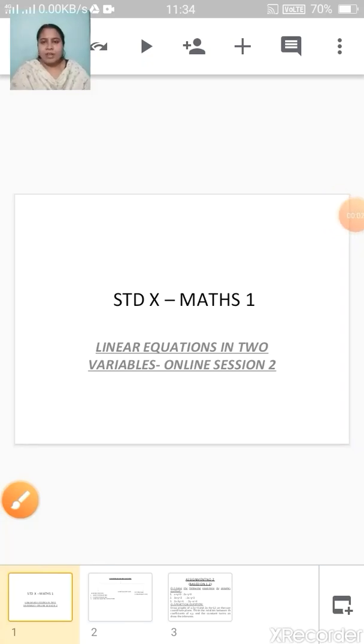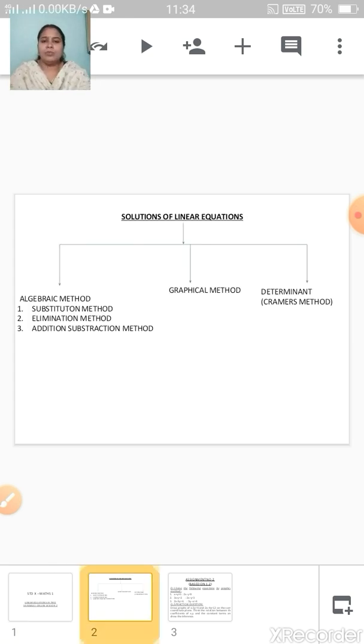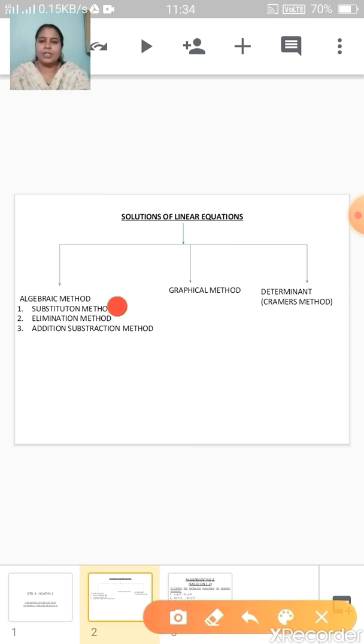Hello students, let us resume with our maths online session 2. As you know, in the first session, I started the first chapter of maths 1, that is linear equations in two variables. And till now, we have learned how to find the solution of linear equations in two variables. The methods which we have already finished are the substitution method, elimination method and addition method. Now we come to the next method to find the solution of simultaneous equations by the graphical method.